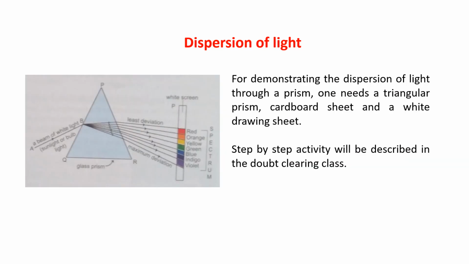Now, for demonstrating the dispersion of light through a prism, one needs a triangular prism, cardboard sheet and a wide drawing sheet. A step-by-step activity will be described in the doubt clearing class. Again, how we are getting the band of 7 colors, which is known as spectrum, will be discussed in the class.